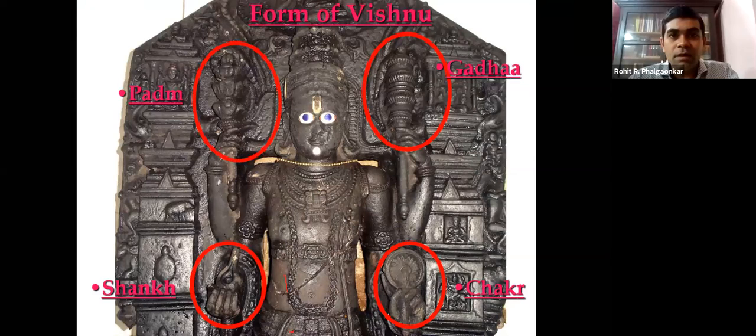Then you have yet another sculpture here. This is from Kudne, Bicholi Taluka. Here you have a sculpture of a couple deity, and this is a form of Shiva. This form is called Uma Maheshwar. And how do we know he's Shiva? Because he holds a trishul in his hand.